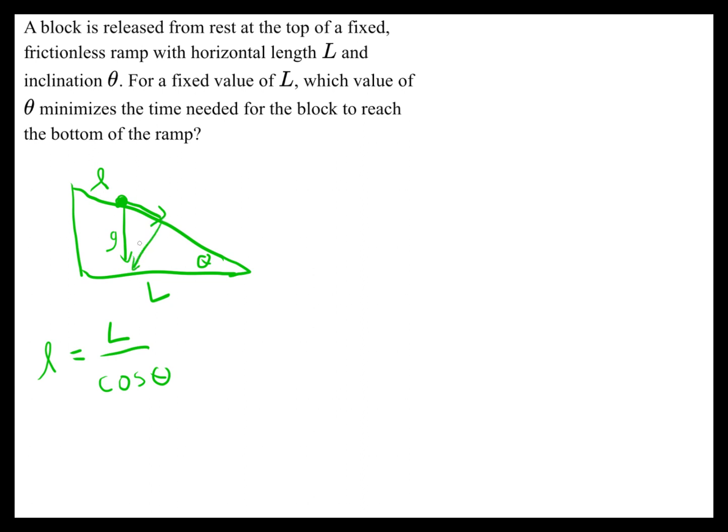We can decompose it. This is the angle theta. So the gravitational acceleration in the direction parallel to the ramp is going to be given by g times the sine of the angle theta. And the acceleration perpendicular to the surface is going to be given by g times the cosine of theta. Okay, so that is our acceleration.